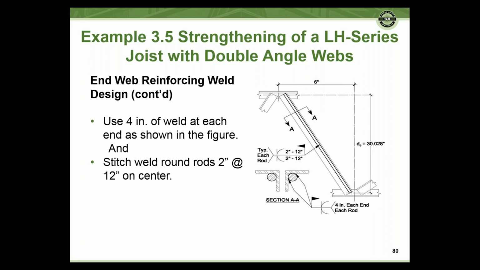And we can go back to where we started, our original detail, where we have our reinforcing rod. We're going to use 4-inch long welds at each end, and we're going to stitch weld it 2 inches at 12 inches on center. So here's what our detail is going to look like.